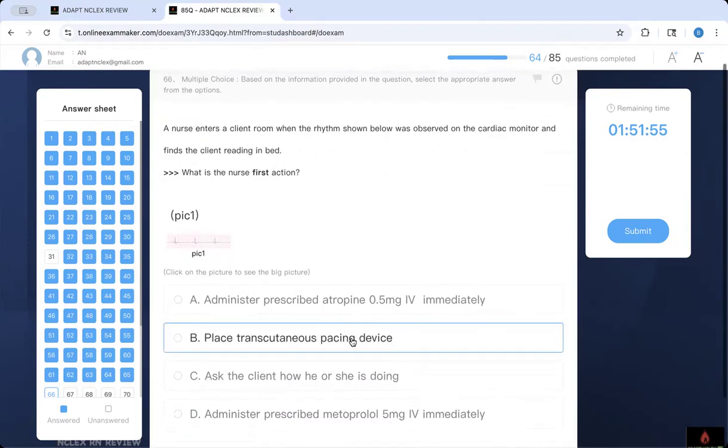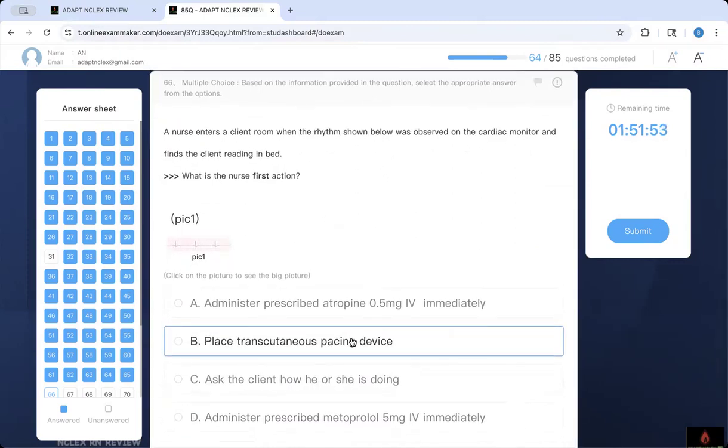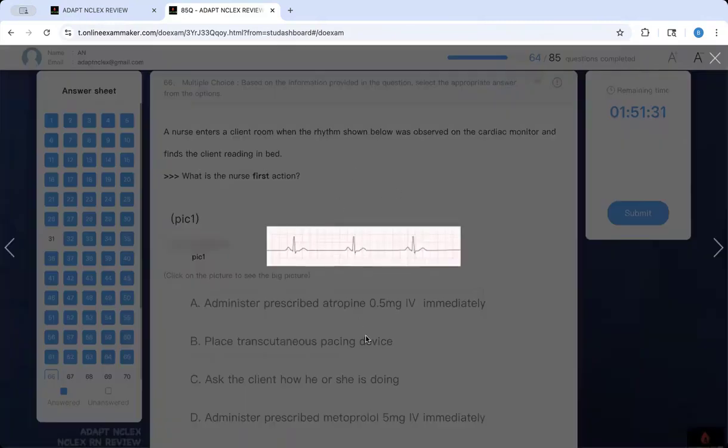How are you doing so far with EKG, right? A nurse enters a client's room when the rhythm shown below was observed. As soon as the nurse went in, the rhythm below was observed. The client is reading in bed. I'm reading in bed, not doing anything. What is the nurse's first action? What would you do? This is what you see.